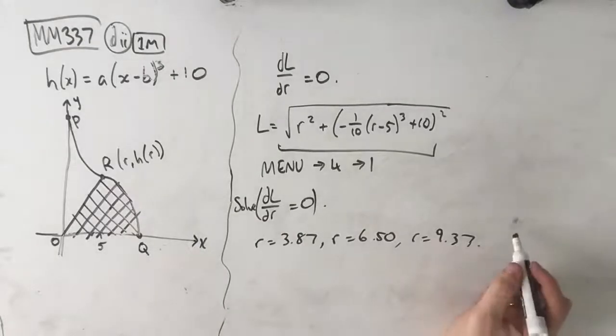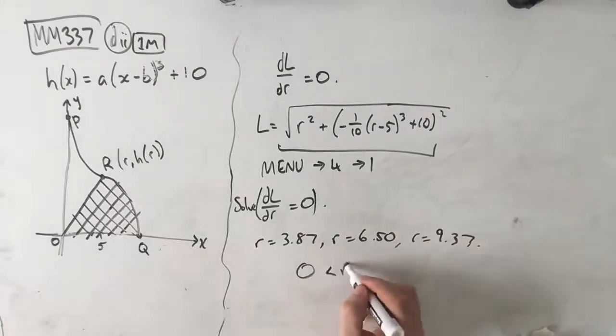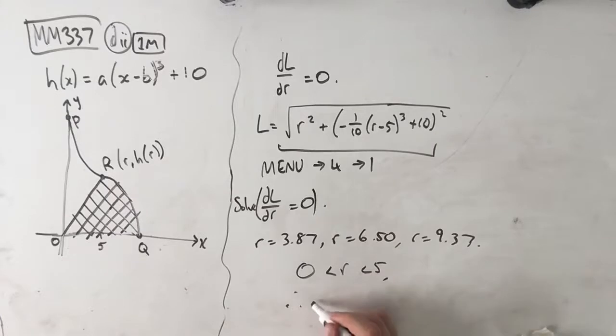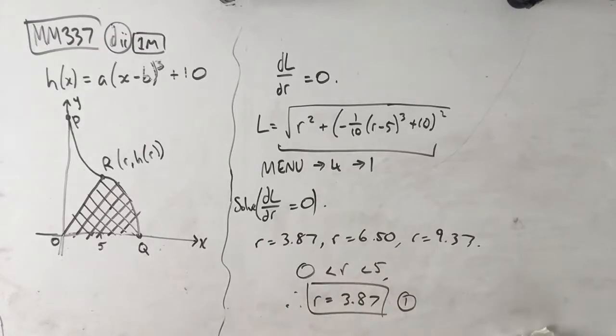Now, the question tells us that r is between 0 and 5. So therefore, r is equal to 3.87, correct to 2 decimal places, which is what we wanted. And that's our first and only mark for part D, i, guys. That's it. Let's move on to part D, ii.